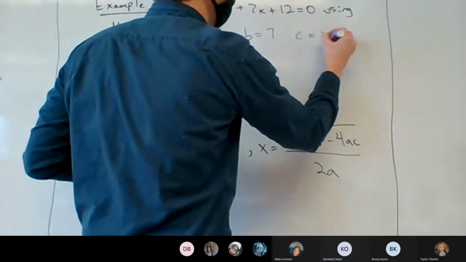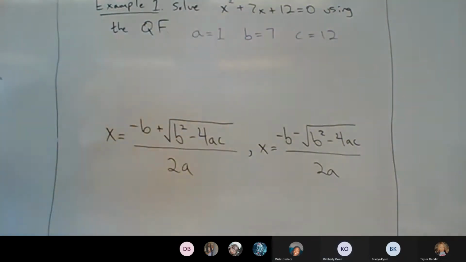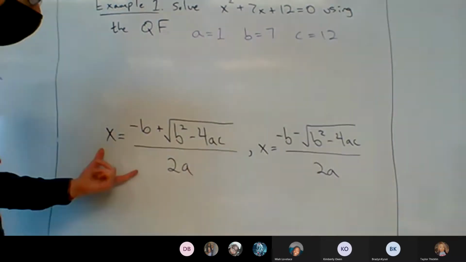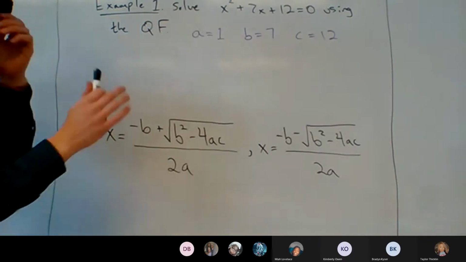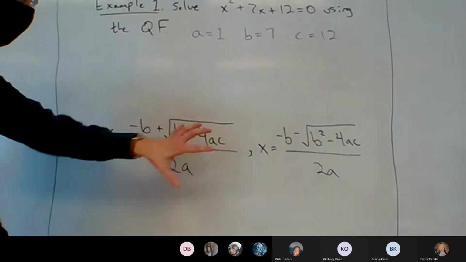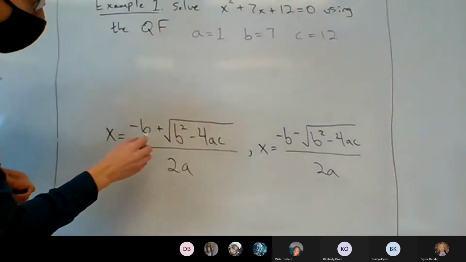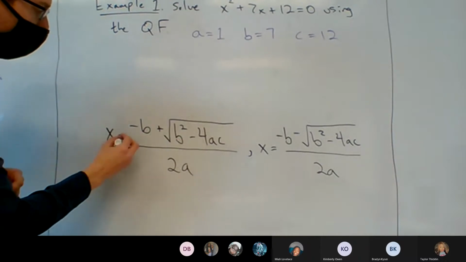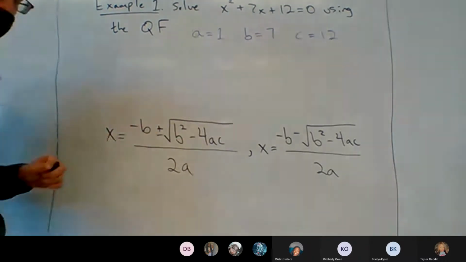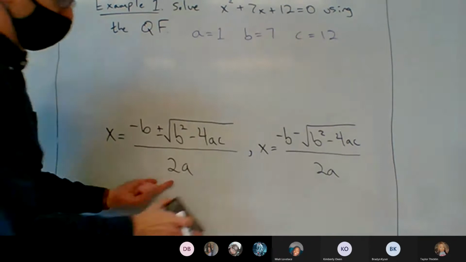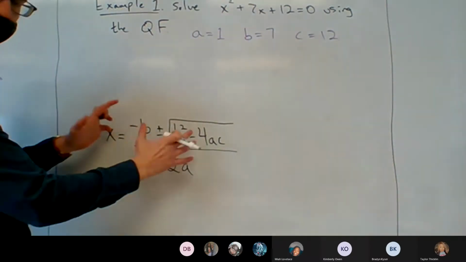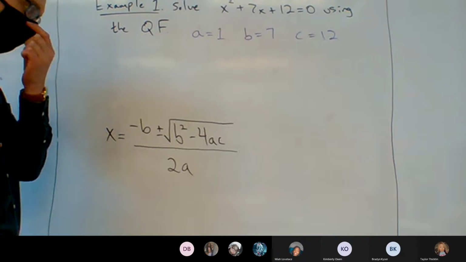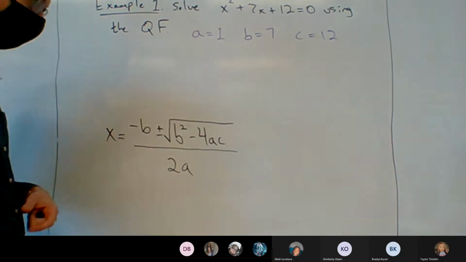And then c is 12. Okay, so now it's just a matter of plugging in, and often you will see the quadratic formula written compactly by saying x equals negative b plus or minus the square root of b squared minus 4ac all over 2a. What this does is it writes both of them together. So you may see it written this way too, by the way.